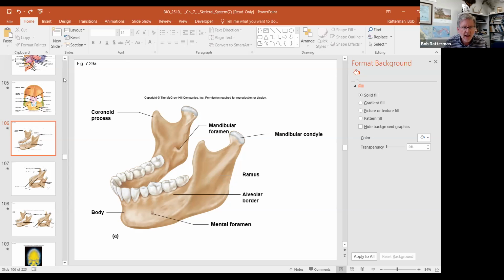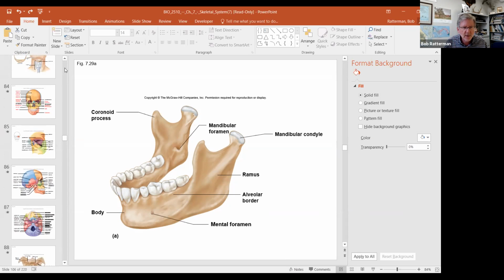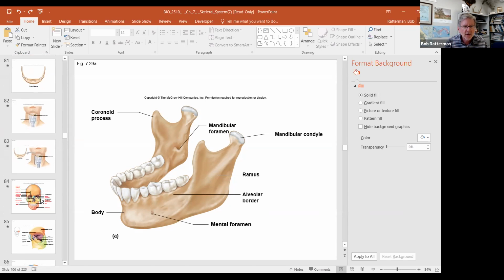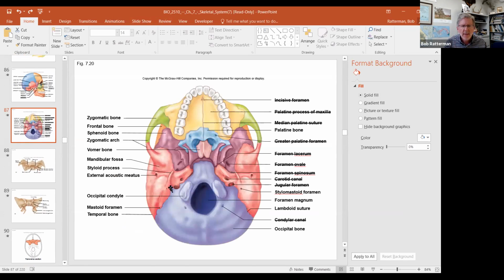And I can show you that again. It's hard to show because it's a depression, but if you go back to this view here, there'd be one fossa right here that one of the condyles would fit into, and the other condyle would fit in over here of the mandible. It's like a little socket that it fits into.